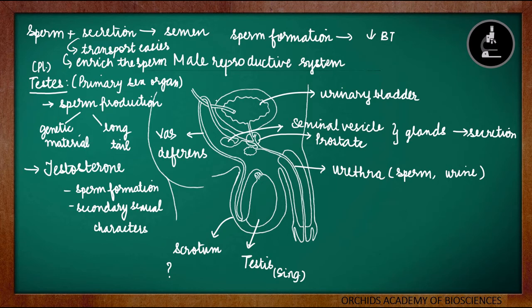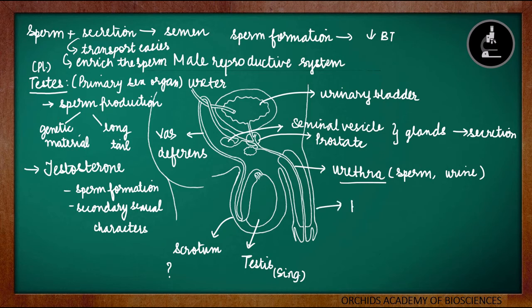So we can see some other parts as well. The ureter is bringing the urine to the urinary bladder. Then from the urinary bladder a tube comes out which connects with the vas deferens, and these two then open into the urethra. And urethra forms a common opening for both sperm which is coming through the vas deferens and the urine which is coming from the tube from the urinary bladder.